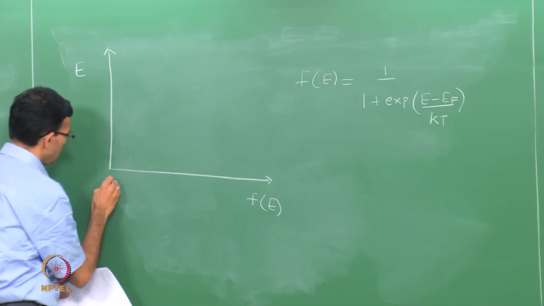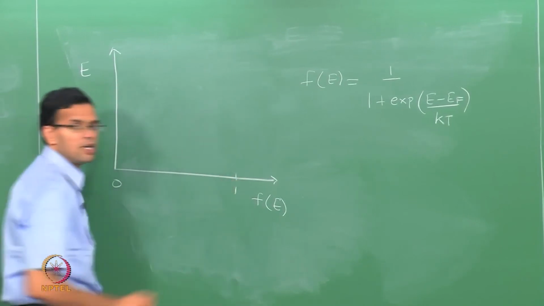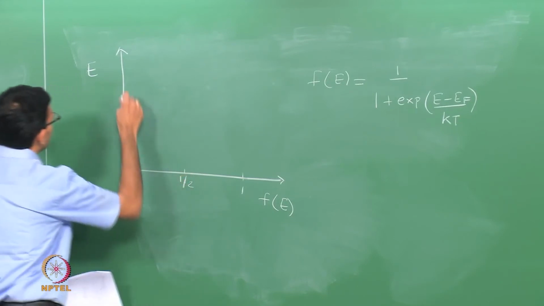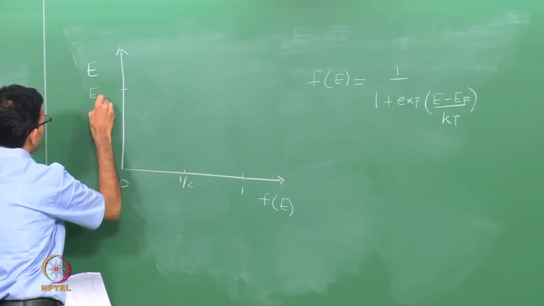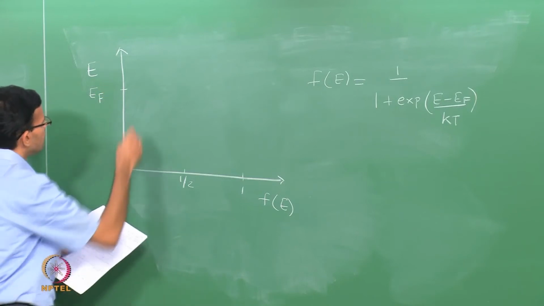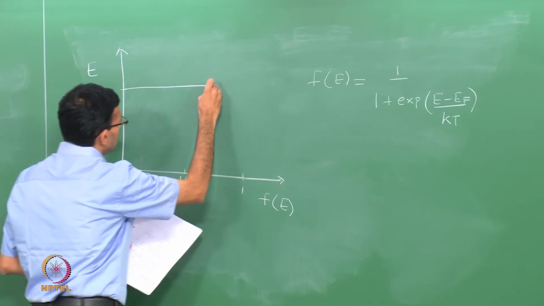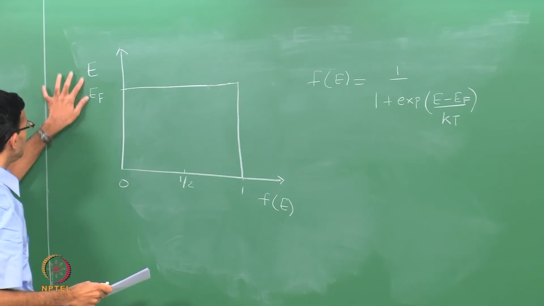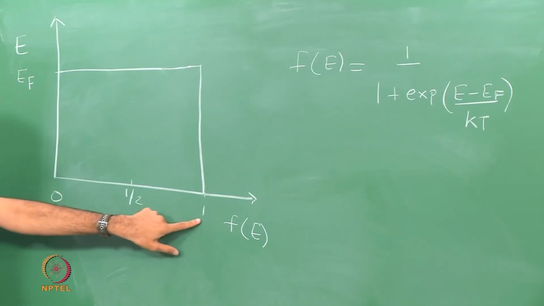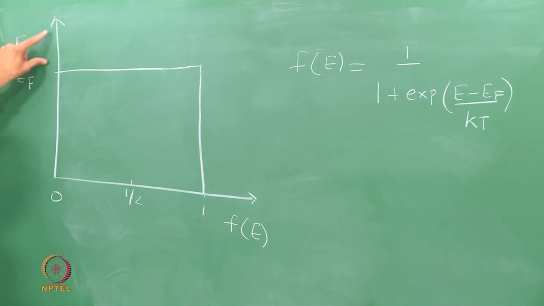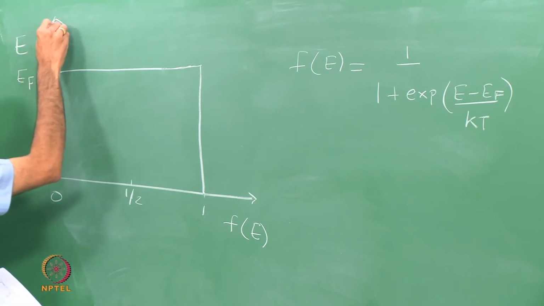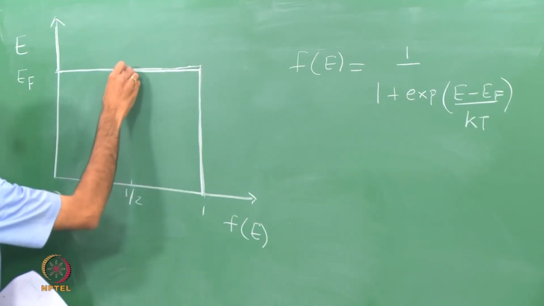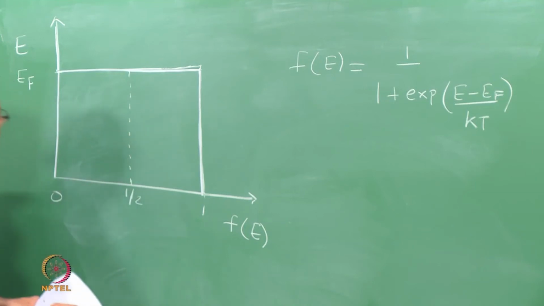F of E can go from 0 to 1, and the intermediate state is 1/2. Energy, I will write EF here. At 0 Kelvin, f of E is just a delta function. So, as long as the energy E is less than EF, the value is 1. When the energy goes above EF, the value is 0. So, this is f of E at 0 Kelvin. I will just mark half at EF.